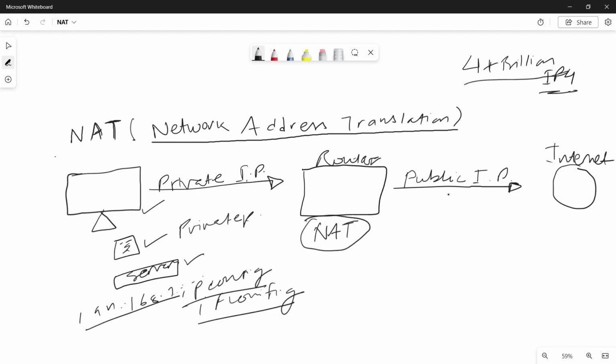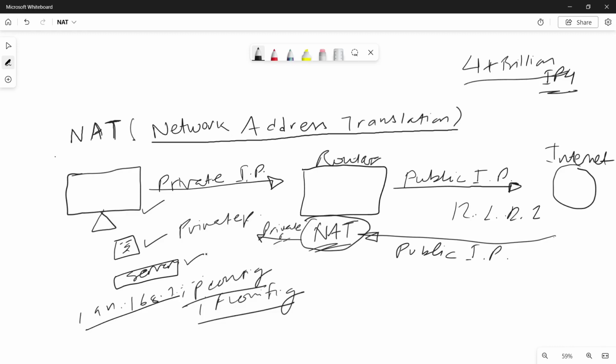that is NAT. And this public IP address could be 12.1.1.1 something. So basically what NAT does is convert your private IP into a public IP, so that you can access the internet seamlessly. And it does the opposite also. If a response or request comes from a public IP, NAT converts it into the private IP and sends the request or response to the port of the device that has asked for the request or the response.